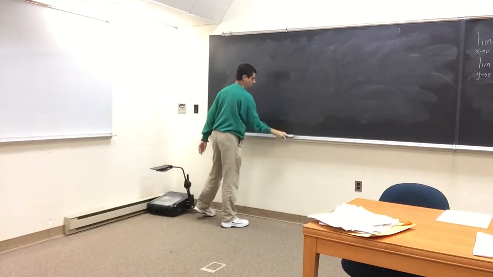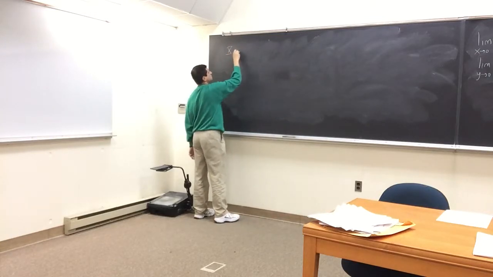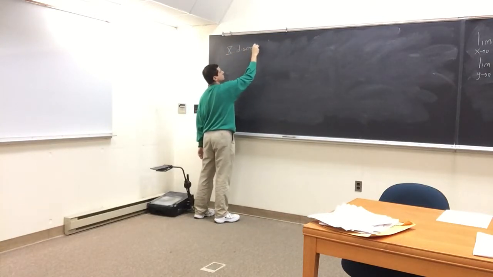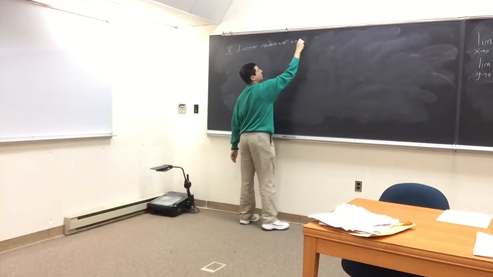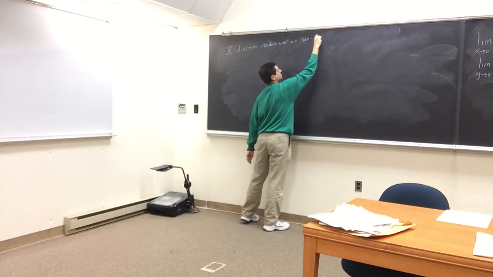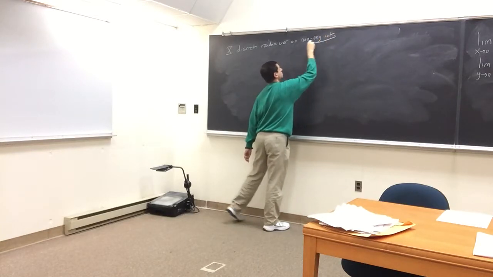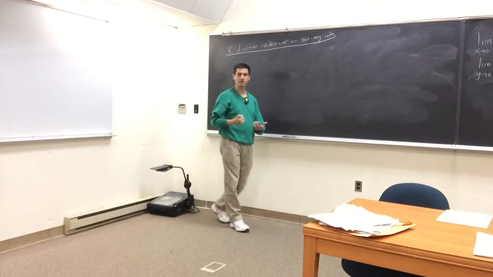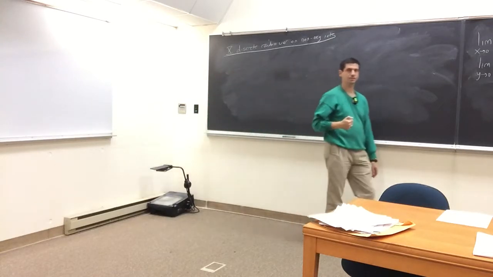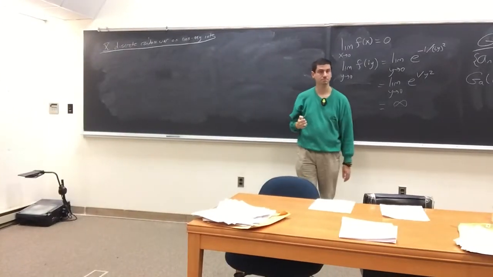So for now, X is a discrete random variable on the non-negative integers. We need to figure out a sequence a_n to associate to X. Any thoughts?